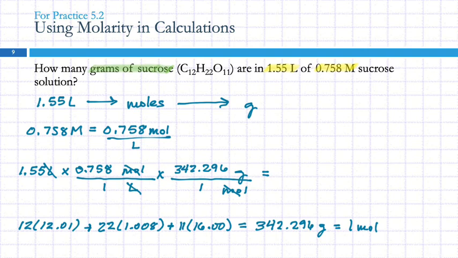And then I've got the math to do: 1.55 times 0.758 times 342.296 equals... My concentration and my volume both had 3 significant figures, so that's what my answer will end up with. So 402 grams of sugar.